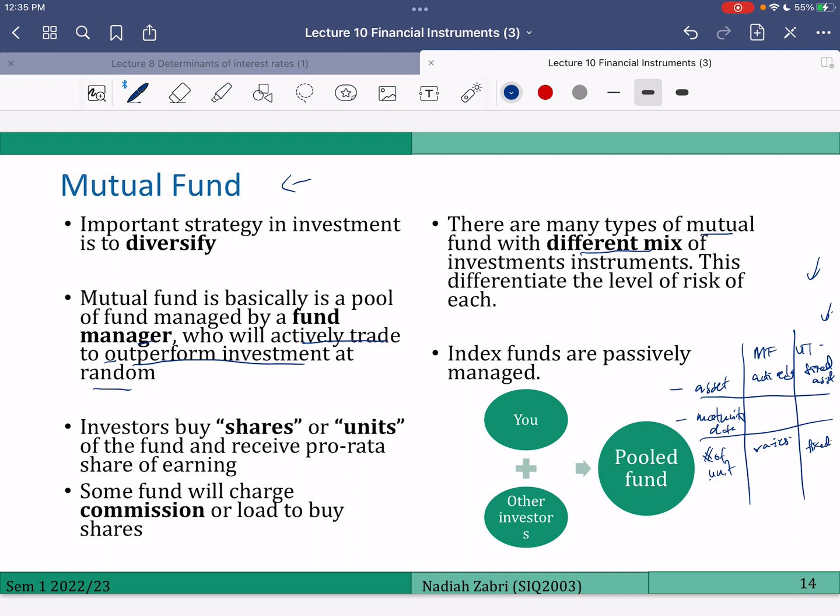There's also another type of mutual fund, which is called index funds. An index fund is passively managed. Have you heard of an index? What is an index? Technically, it is a measurement, a benchmark. In most countries, there are a lot of stock indexes that measure the performance of the many stocks in their market. Have you heard of KLCI? That is the measurement of the performance of stocks in KL.